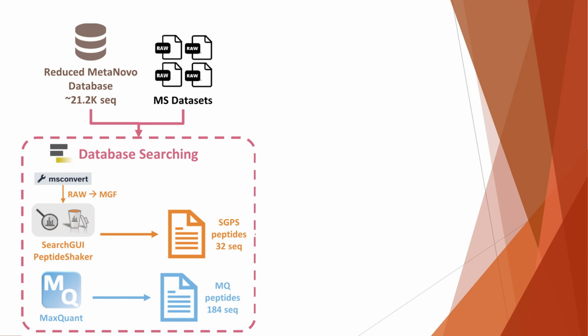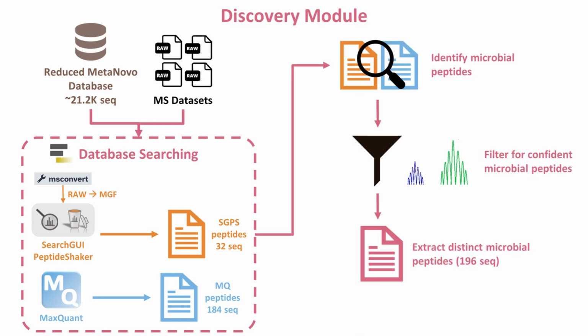So, what exactly is database searching? Database searching uses mass spectrometry data to identify proteins. To do this, the search algorithms of these programs identify peptides in the MS spectra and search the input protein sequence database to match observed peptide data with the theoretical peptide masses and spectra. Outputs from these two programs will be filtered to select for confident microbial peptides. Ultimately, we will create one single list of unique microbial peptides.